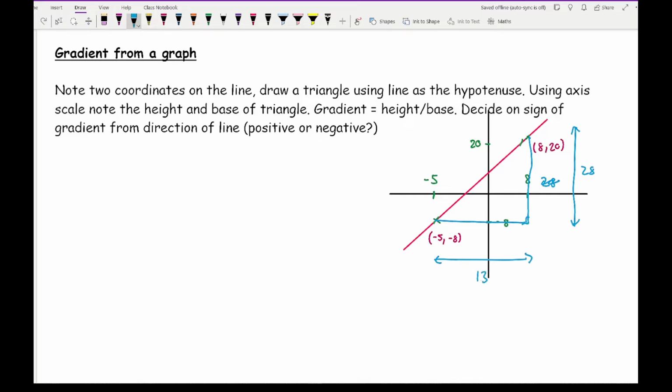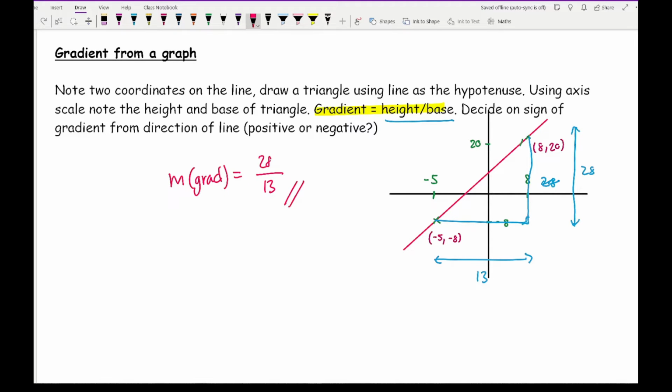So once I've worked out the height and the base of that triangle, I then use this formula here to work out what the gradient is. It's going to be the height over the base, so m, the gradient, is going to equal 28 over 13. Can I simplify that? No. So I'm just going to leave it as that there.